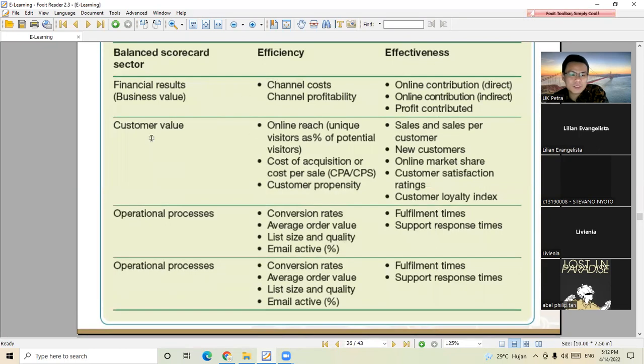If we focus on the customer values, how can we make the customers more efficient when we are doing digital marketing? So we have to concern more about the online reach. These are the measures or metrics that we have to really take careful attention to. Cost per acquisition, customer propensity, and actually a lot of metrics that we can use to measure our performance, especially digital marketing performance.